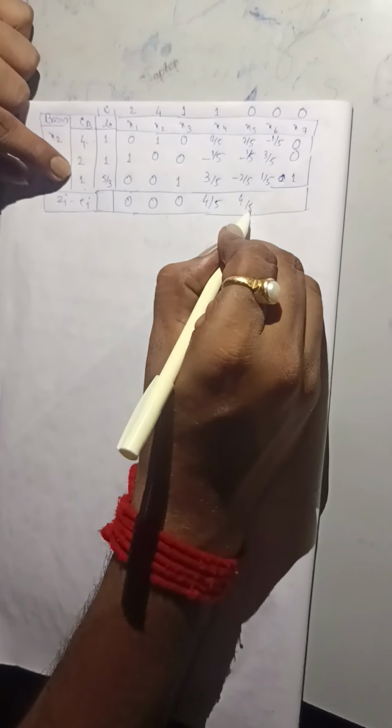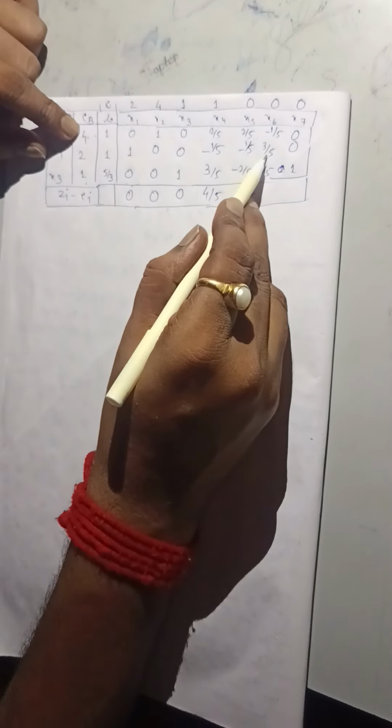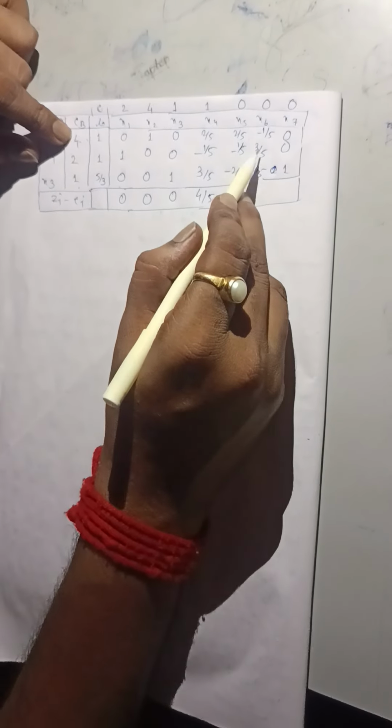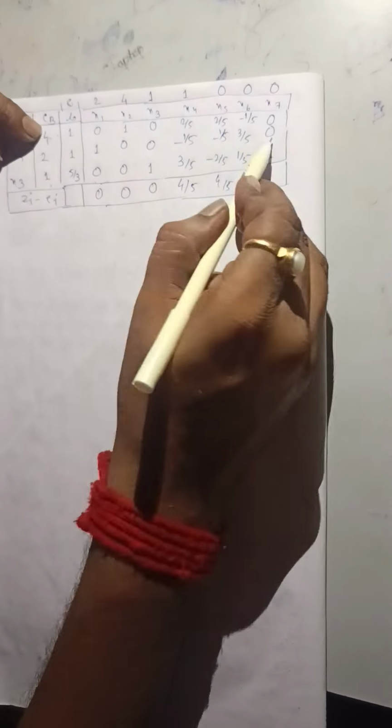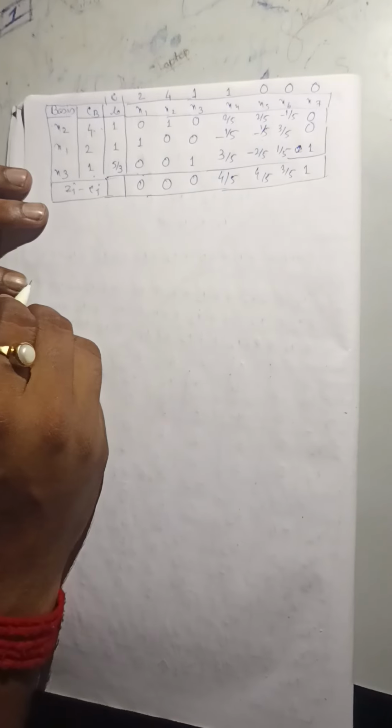4 by 5, right? Now look at the next one, minus 4 by 5, then plus 6 by 5, since 2 into 3 by 5 is 6 by 5. So 2 by 5 plus 1 by 5 is 3 by 5. And look at the last one, it is 0 plus 0 plus 1, so simply it is 1. So all ZJ minus CJ are now greater than or equal to 0. Now you have got your solution.